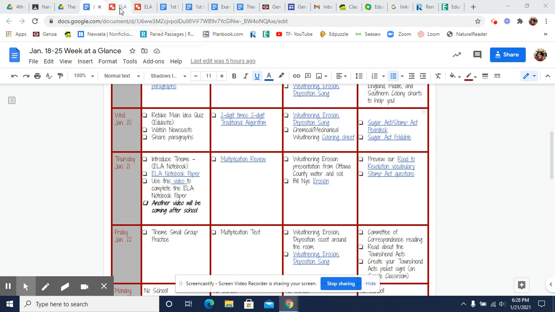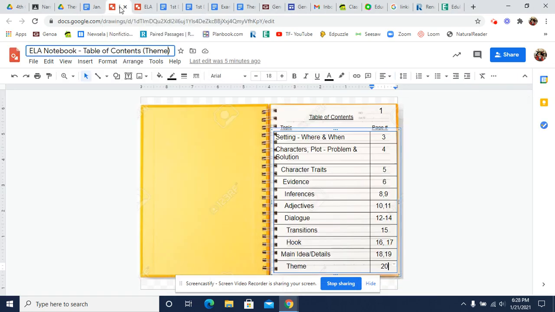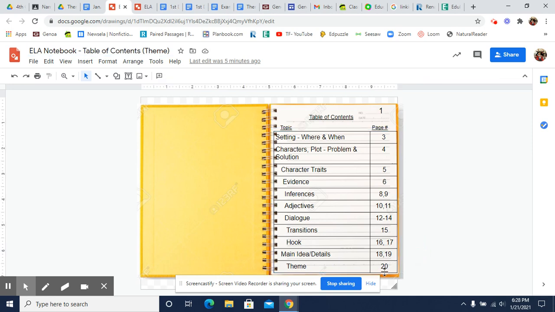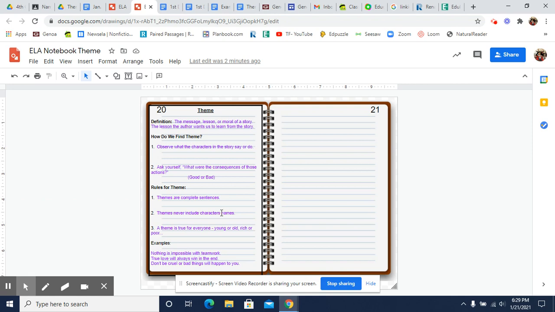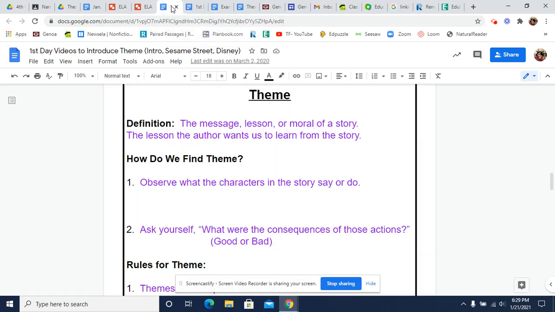Well, first of all, if you haven't already, make sure you fill out your table of contents. You have theme, and it'll be on page 20 in your table of contents because we're only doing one page. Okay. And then after you filled out this form, you would then glue it on page 20. Now let's look at it a little bit bigger so we can actually see it.